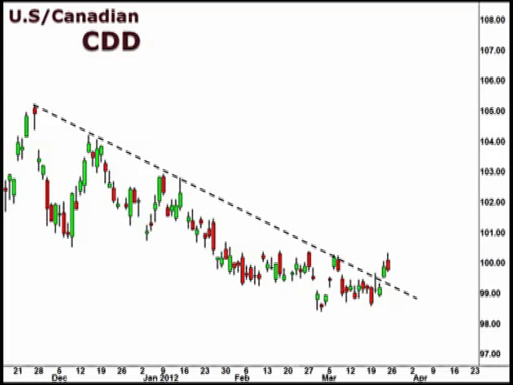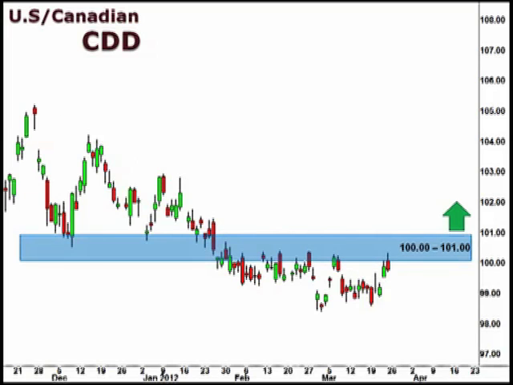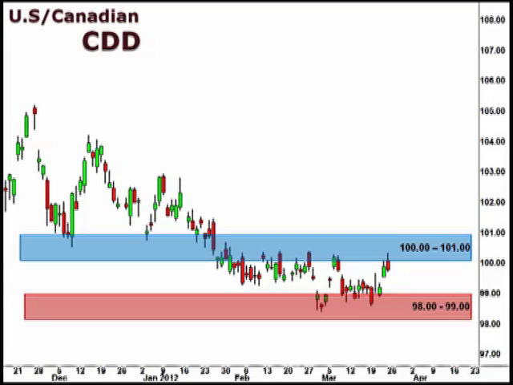Next up, the CDD, the US versus the Canadian dollar. Well, the CDD has broken the downtrend line, but must still break above 100 to signal a bigger picture move higher. 98.99 remains an important support level. Last Friday's close indicates the possibility of a retest of this zone.